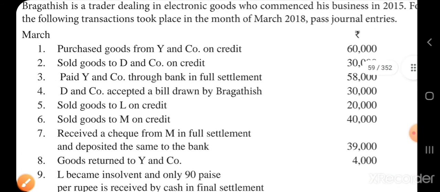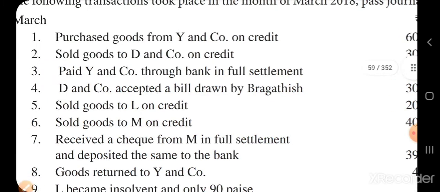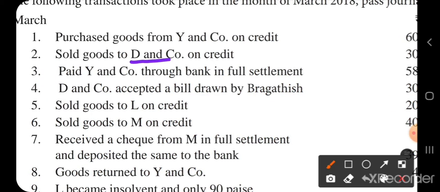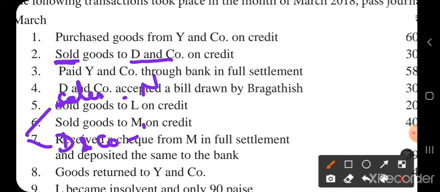Now second transaction: sold goods to D and company on credit. What are the two accounts involved? Sales account and D and company's account. Now sales is a nominal account and D and company is a personal account. Apply the rule for nominal account and personal account. Nominal account, what is the rule? Debit all expenses and losses, credit all incomes and gains. When you sell something, you receive cash, so sales is an income.